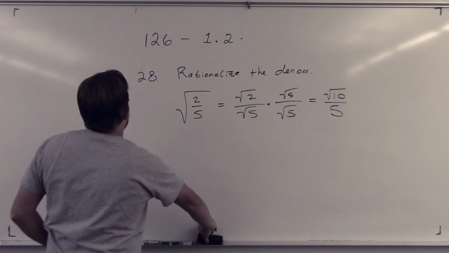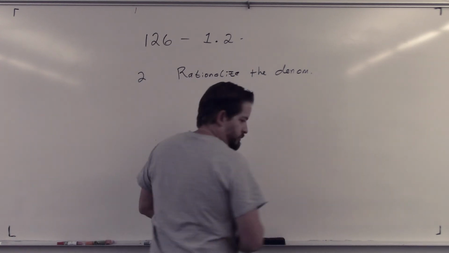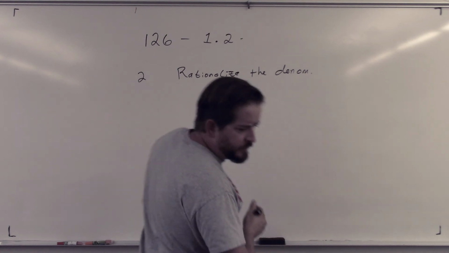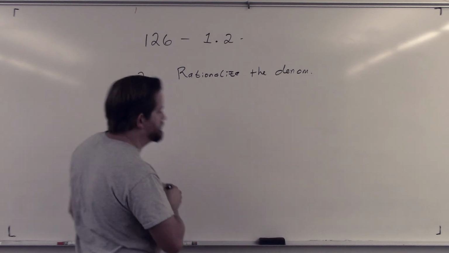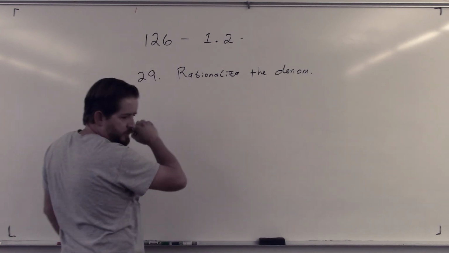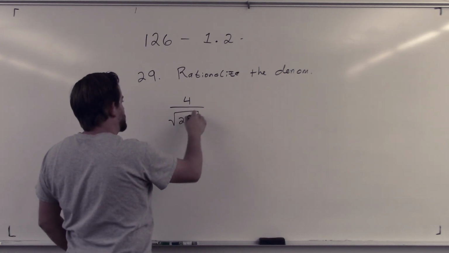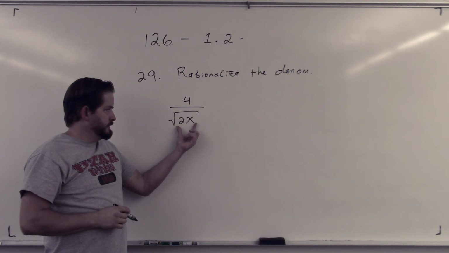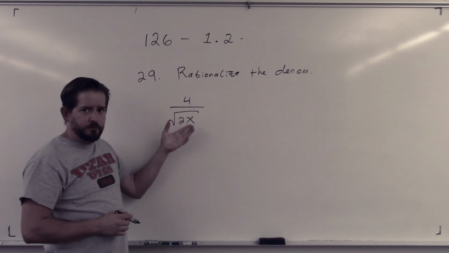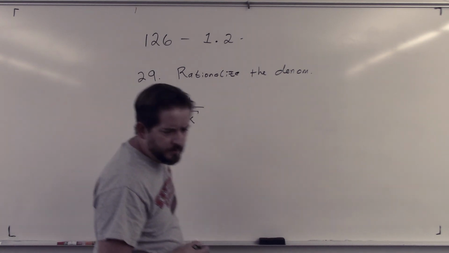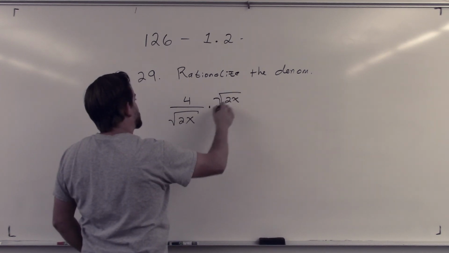And then 29 is similar, but of course ever so slightly different. Rationalize the denominator and simplify where possible. But we're given this 4 over the square root of 2x. Now, just because they've got something a little bit hairier under here doesn't change anything. I need to multiply the top and the bottom by the square root of whatever's hanging out here, right? And so I multiply both the top and the bottom by the square root of 2x.